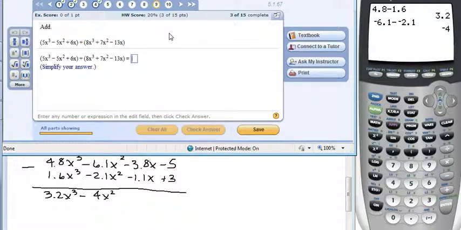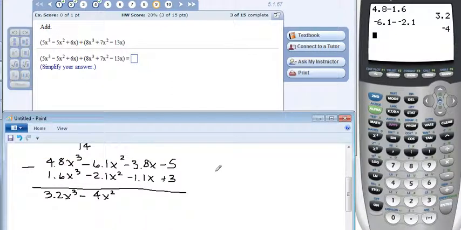Okay, now we're just going to do it vertically. Now you can change these and you can stack them if you want. If you like that vertical form, we are adding, so stack them and just do it that way. Plus 7x squared minus 13x. We're adding. Add, add, add. Really easy.